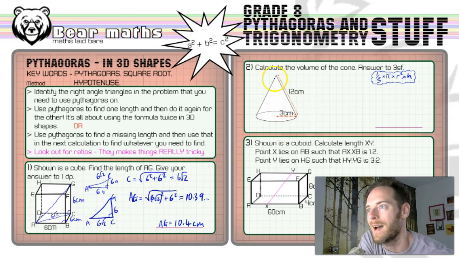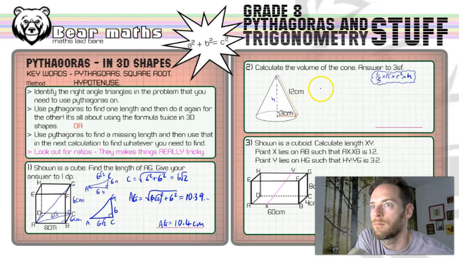Alright, but what we don't have at the moment is that h. We don't have the perpendicular height. We've got the slant height. Don't be tempted to use that. That's the wrong height to use. We want the perpendicular height, always perpendicular. So we've got to use a bit of Pythagoras to work that out. Okay, it's Pythagoras in a 3D shape.